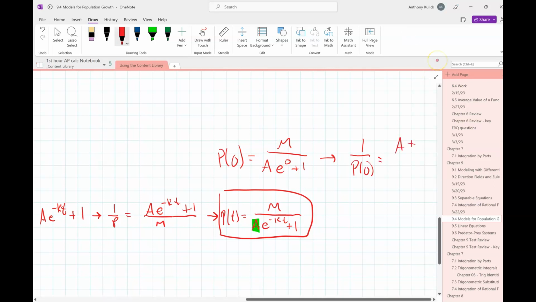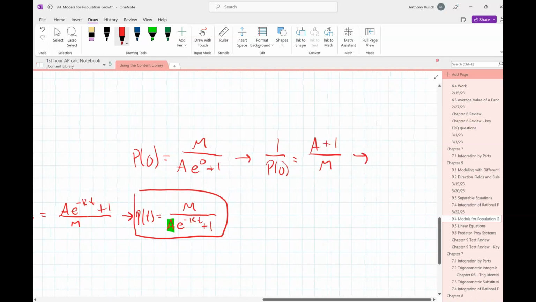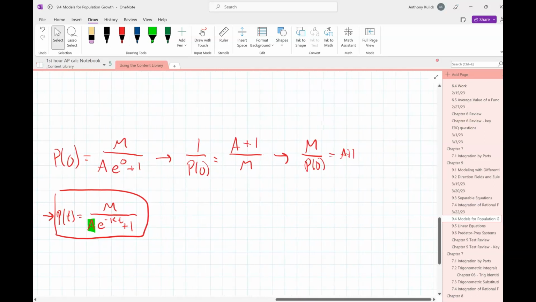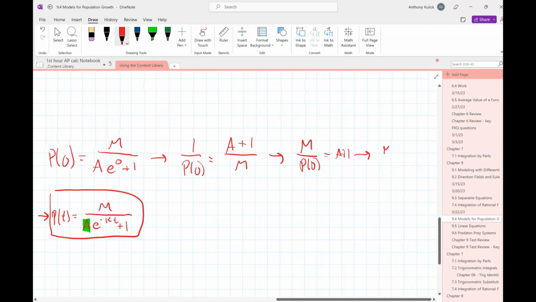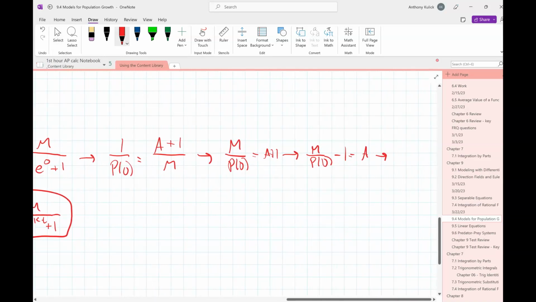Now at this point, e to the 0 is 1. So 1 times A is just A. And then I'll multiply both sides by A, or M. And then we'll subtract 1 from both sides. And just make a common denominator. Which is what we wanted.